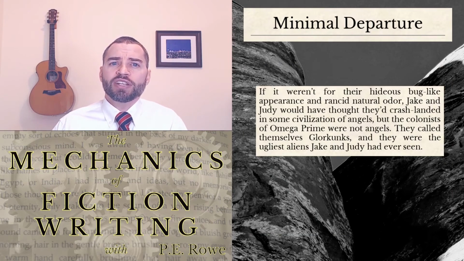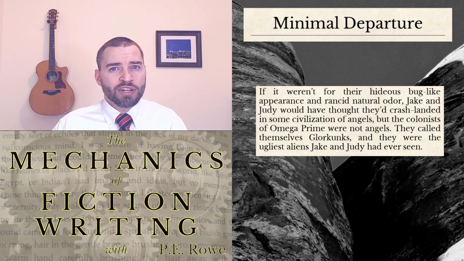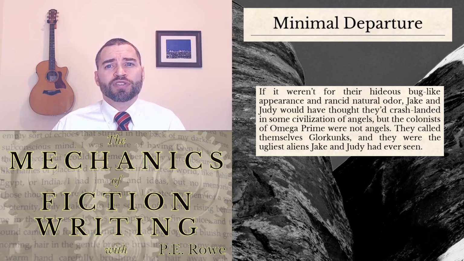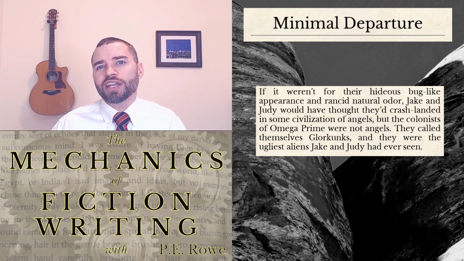If it weren't for their hideous bug-like appearance and rancid natural odor, Jake and Judy would have thought they'd crash-landed in some civilization of angels. But the colonists of Omega Prime were not angels. They called themselves Glorkunks, and they were the ugliest aliens Jake and Judy had ever seen.